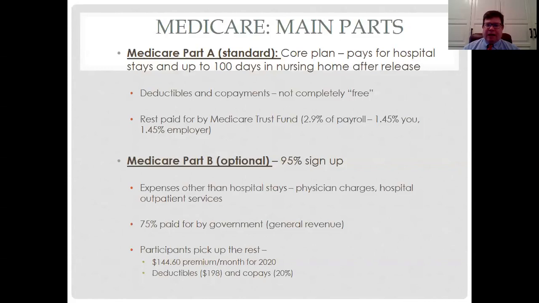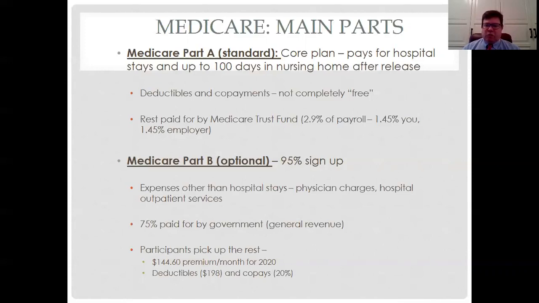Unlike Medicare Part A, which is part of the payroll tax system, Medicare Part B is funded from general revenue of the federal government. In other words, just the normal taxes, income taxes, and various other revenues that the government would get. And then the extra 25% is paid for by individuals who are part of the plan. As you can see here, it's typically not as expensive as private health insurance.